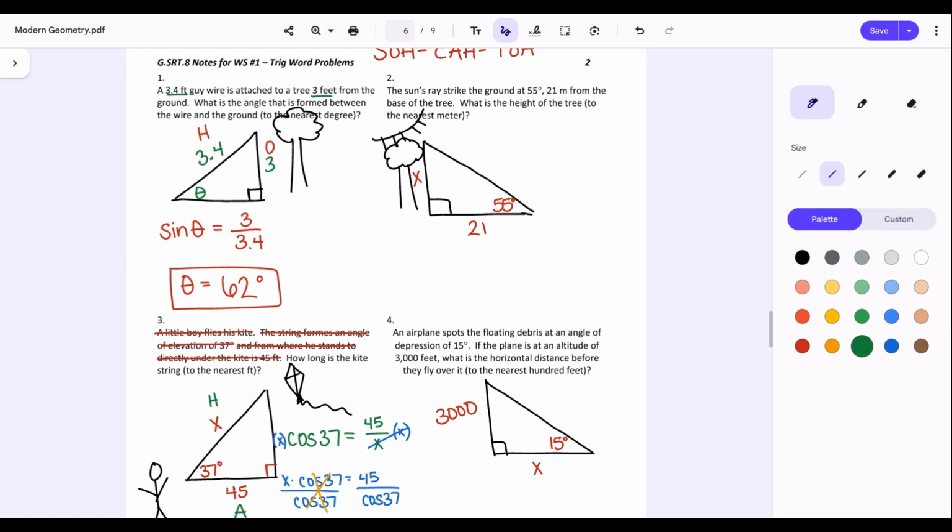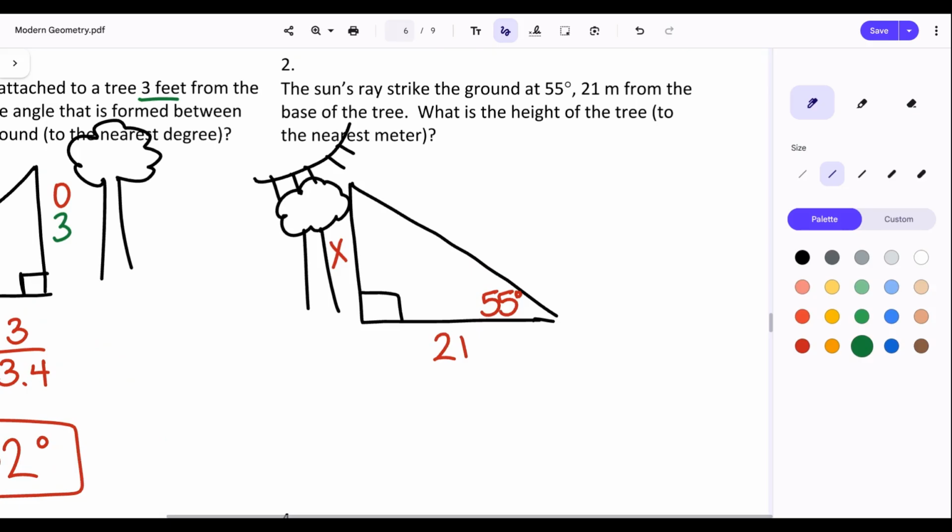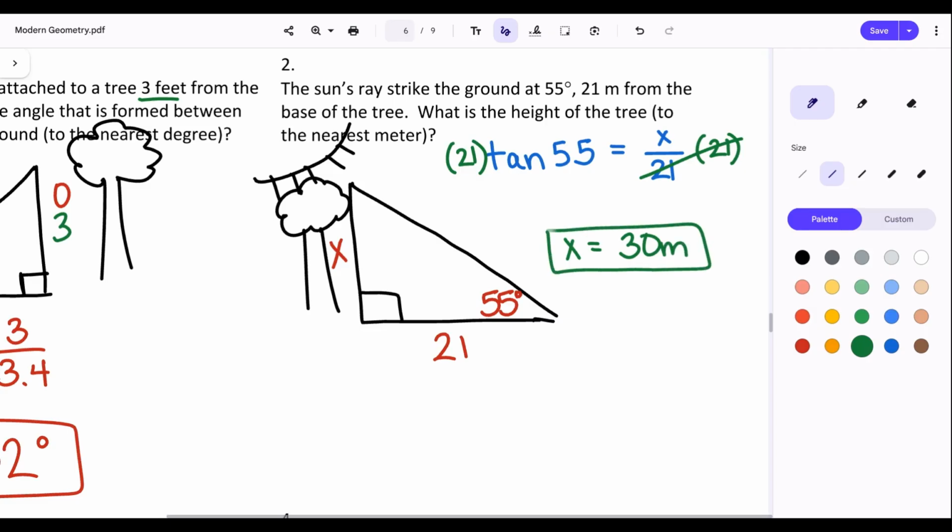Okay, so while you guys were working there, I went ahead and drew a couple pictures to kind of illustrate what was going on in these two problems. So let's start up here on number 2. How would I set this up? What function am I using? Tangent, because you have opposite and you have adjacent. Good, so it'd be tangent of 55 equals x over 21, and then you would multiply by the 21 on both sides. And so what would I get? And again, we're rounding to the nearest meter, so I want a whole number here. Good, 30 meters. Very good.